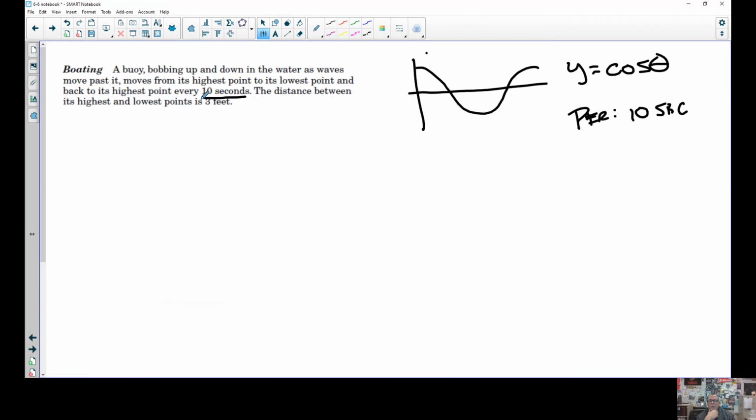The distance between the highest and lowest point is 3 feet. So this distance from high to low is 3 feet. That's telling us a couple things. All right, so let's see what we can do with this.